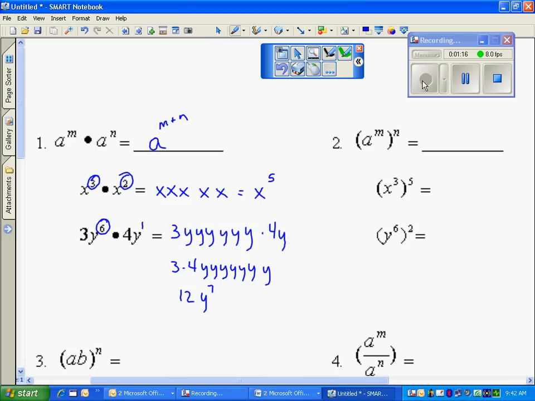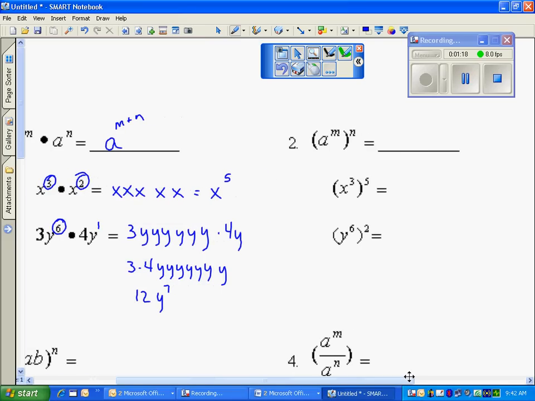In the next case, again, I don't like to memorize, so I'm going to use expansion. What this means is I have 5 of these parentheses, and each parenthesis contains x cubed. So I will write 5 x cubes. And if I really wanted to, I could write all these out 3 times and then add up how many I have, and it looks like I have x to the 15th.